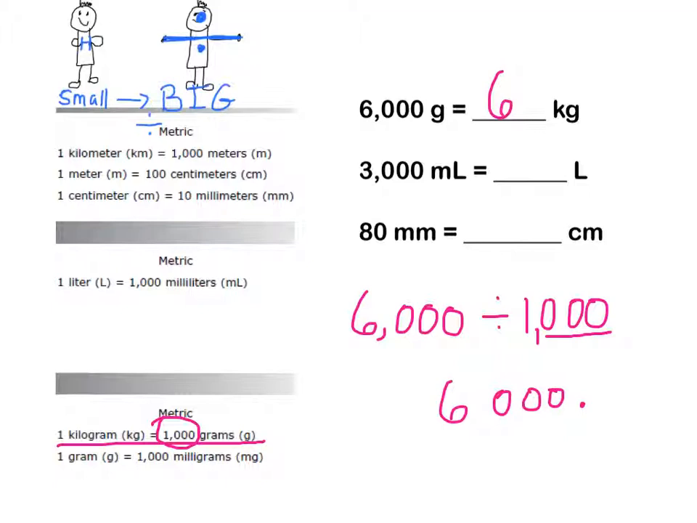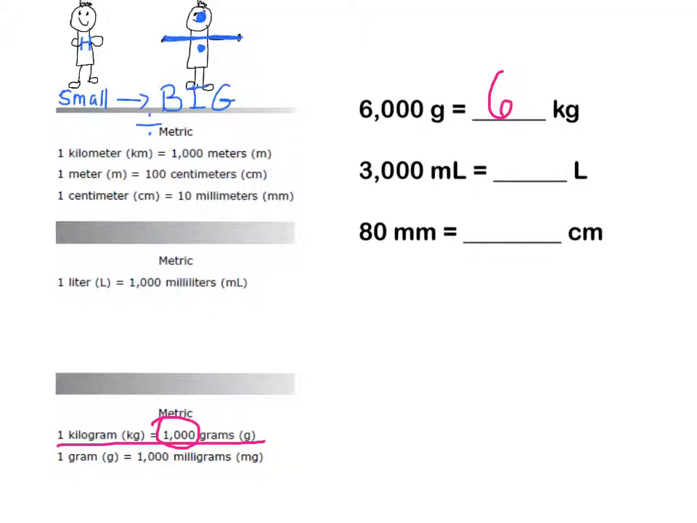Now, remember, again, how do I know which way to move the decimal? Well, with division, your quotient will become smaller. So we want to move the decimal to the left because that will make it smaller, and we'll move it those 3 places. And our answer here is 6.